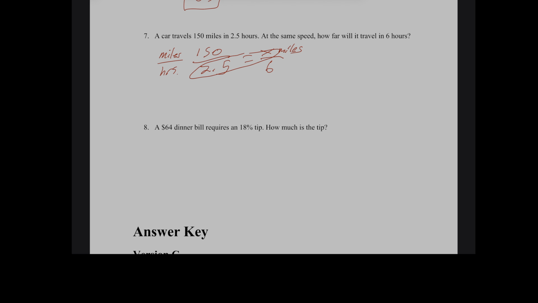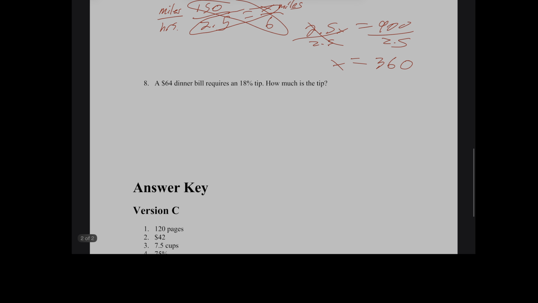If I cross multiply these, I get 2.5x equals whatever 6 times 150 is, and that's going to be 900. I divide each side by 2.5. x equals 900 divided by 2.5, which is 360. Okay, so a little something over 300 is what I was looking for. 360, that'll work. Okay, let's go on to number 8.